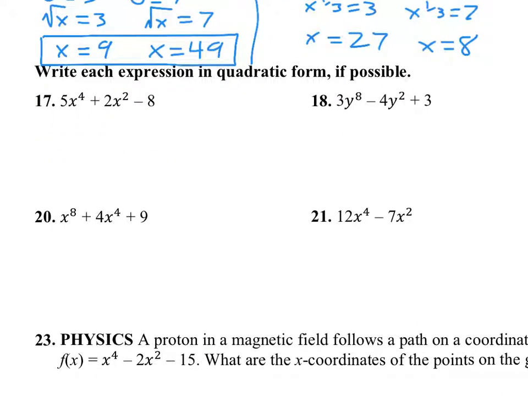Okay, for 17, now they're just asking us to write it in quadratic form. So recall that a quadratic has this form, ax squared plus bx plus c. The key to doing this is just looking at the middle again. Whatever you see in the middle has to end up being squared at the beginning.